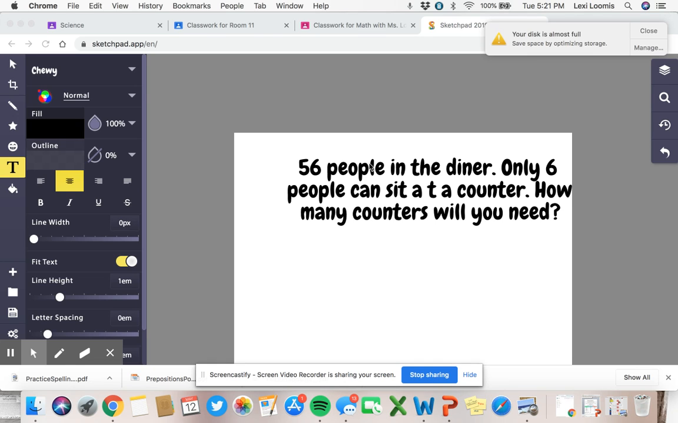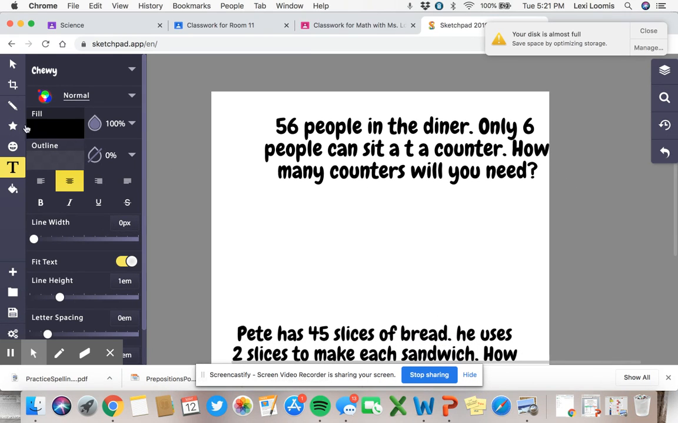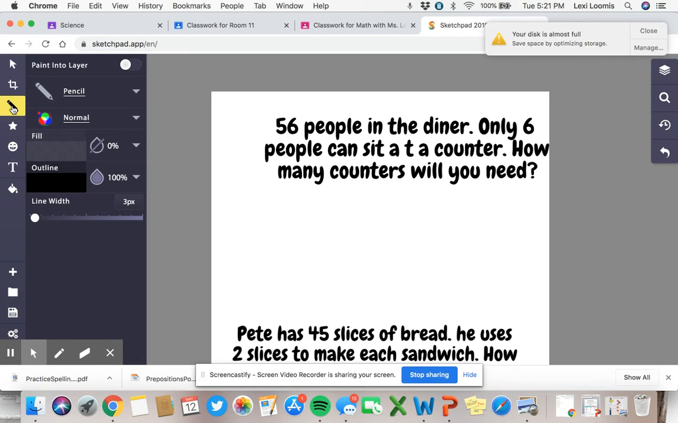Hi, boys and girls. So our last and final lesson for division is the word problems that we are going to be working on. They are division word problems, but you just have to figure out what number is being split apart. So for our first one, we have there are 56 people in the diner. Only 6 people can sit at a counter. How many counters will you need?